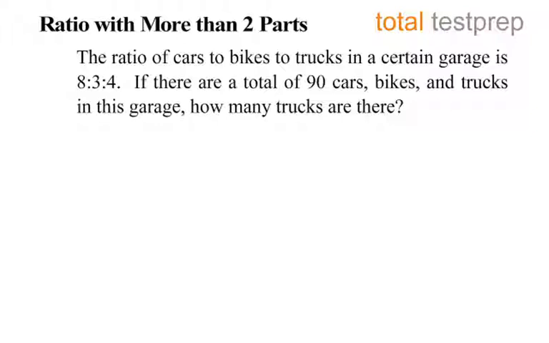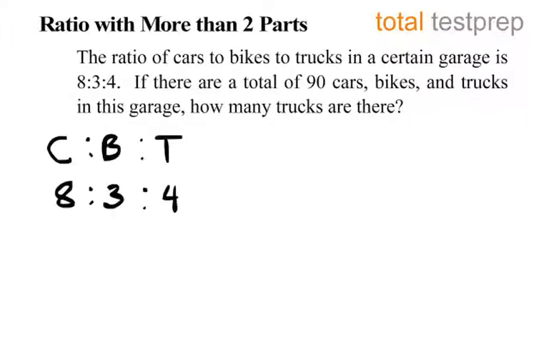So the ratio of cars to bikes to trucks in a certain garage is 8 to 3 to 4. If there are a total of 90 cars, bikes, and trucks in this garage, how many trucks are there? First, we set up the ratio. Cars to bikes to trucks is 8 to 3 to 4. Then the next step is we multiply each of the ratios by x. So we get 8x, 3x, and 4x.